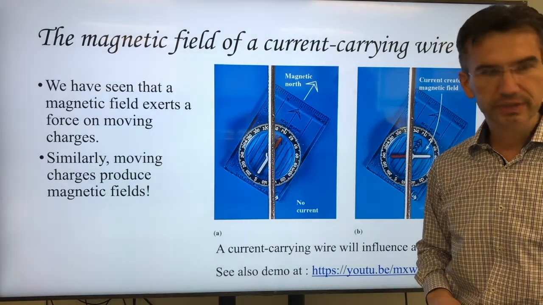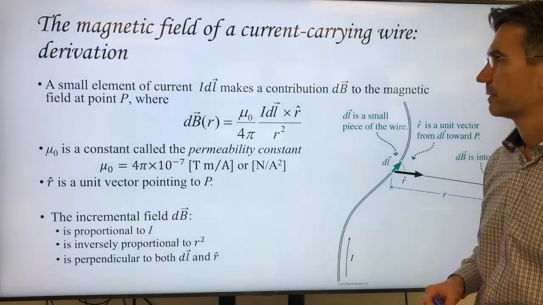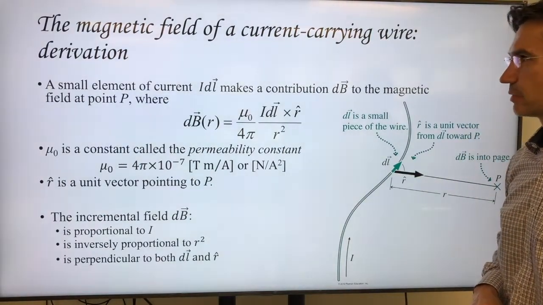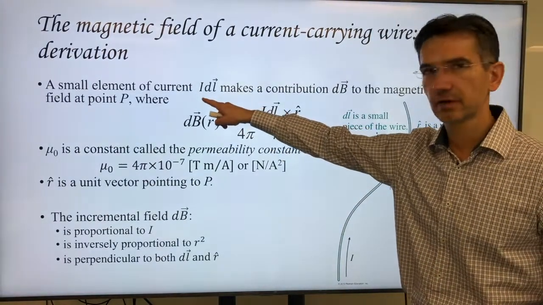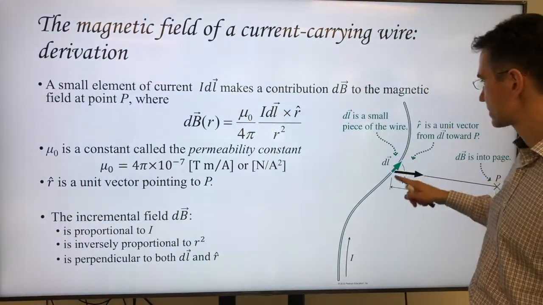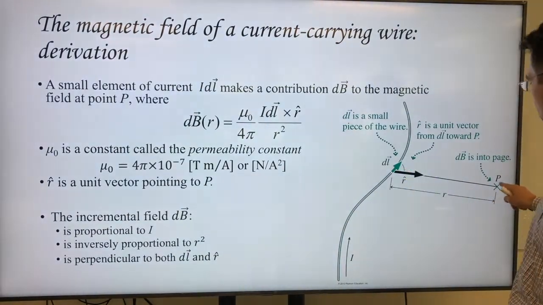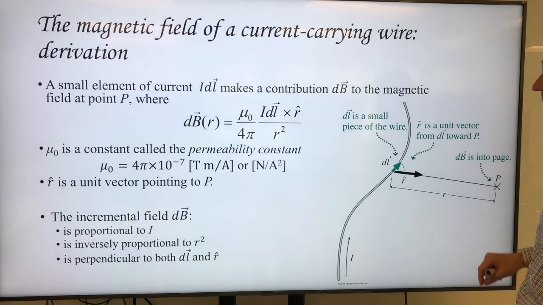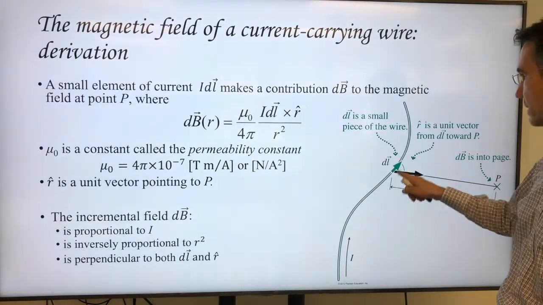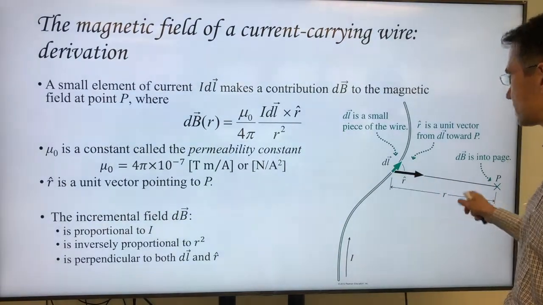So let's see how we can derive the magnetic field of a current carrying wire. And for this, we'll use this expression, which tells us that for a small element of current, I dl, shown here, so this is a wire carrying a current I, and this is the element dl. This element will contribute to the magnetic field at this point here, P, and the contribution will depend on the distance to the point, the strength of the current, and the direction of the current and the direction to the point itself.